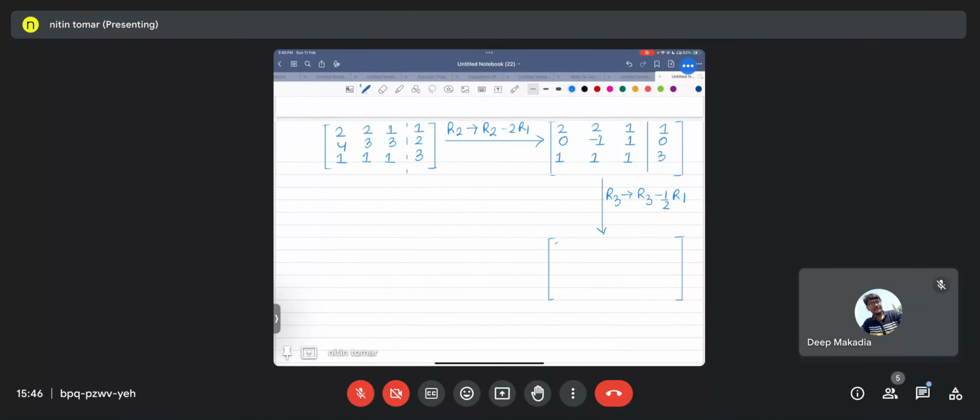Then you will get 2, 2, 1, 1, then 0, minus 1, 1, 0. And here you will get 0. Then here also you will get 0. And this will be 1 minus half, so it will be half. And this you will have 5 by 2. Correct. So z equal to 5 from this you can see.